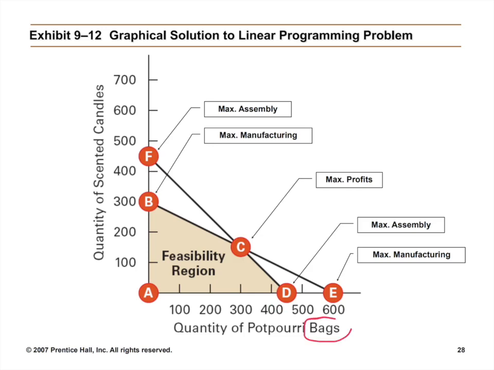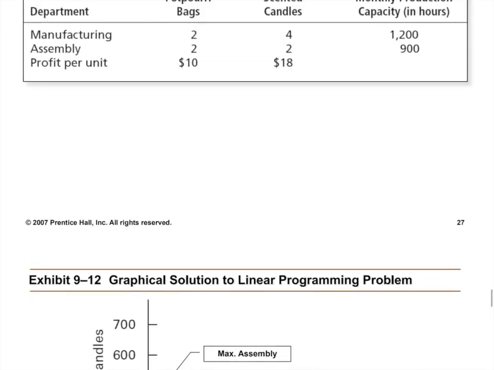So we got this point. To produce bags, all our manufacturing capacity gets this point. Similarly, at this point we just produce candles and 0 bags. So bag is 0 at the point here, and this is 300 candles and 450 candles for maximum assembly. How do we compute this?